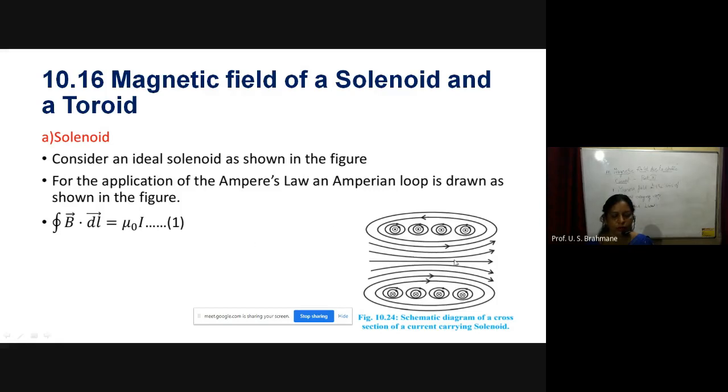So we'll see it on the next slide. It is taken as a rectangle. See from here, like this rectangle is taken. So that is the Amperian loop. And this is Ampere's law, that is, the integration over the closed loop of B dot dl equals mu 0 I. This is the first equation.